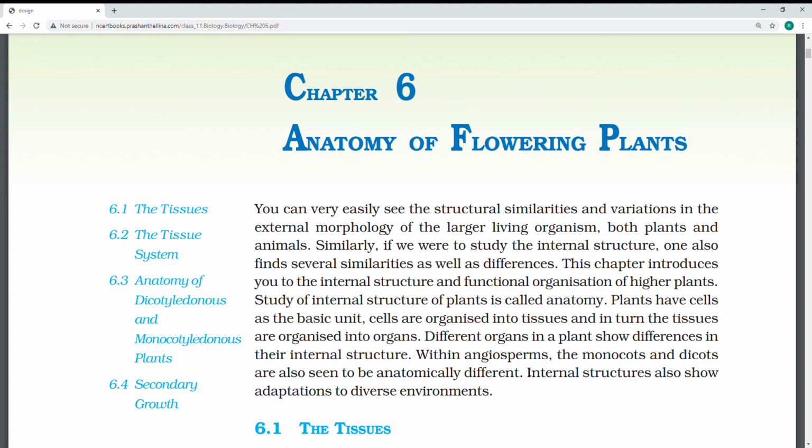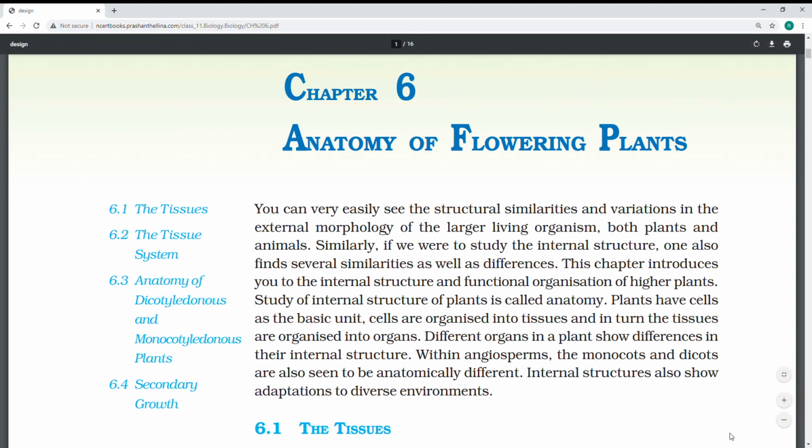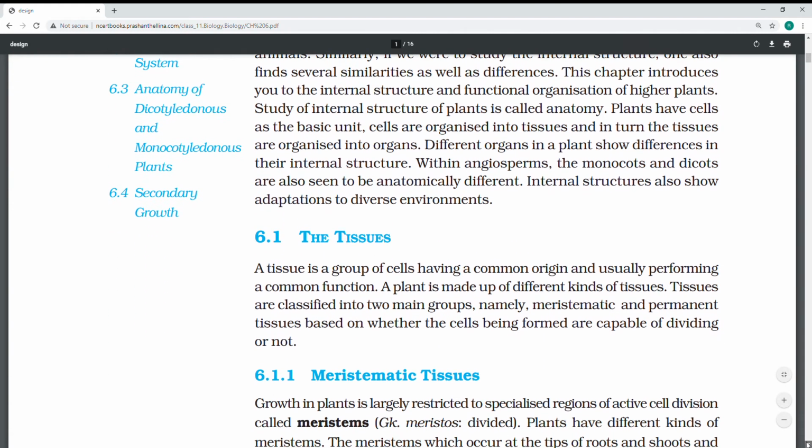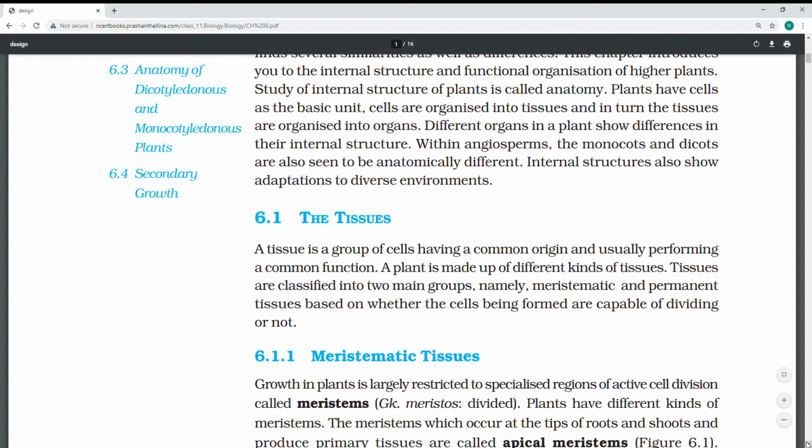All living organisms on the planet are made up of cells. So the cell is the basic unit. The branch of biology that deals with the study of internal structure of organisms is called anatomy. Morphology is different, anatomy is different. Don't get confused. Tissues are a group of cells which have the same origin and structure. Based on type, the basic types of tissues are meristematic tissues and permanent tissues.